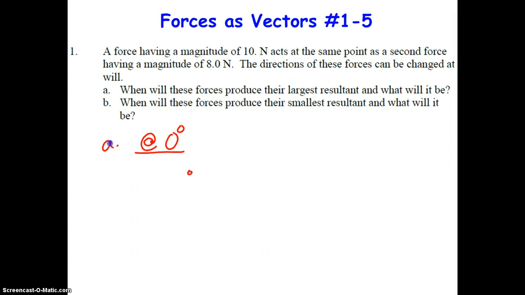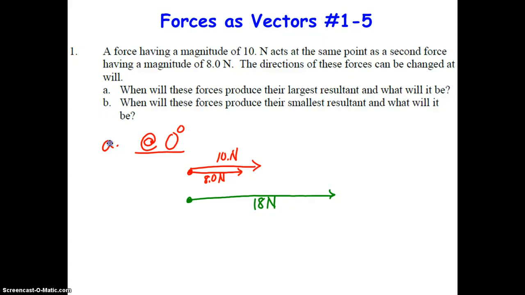So if this is the point on which the forces are acting, and we have one force of 10 newtons acting on that point, and we have a second force of 8 newtons acting on that point, then the resultant would of course be 18 newtons also acting on that point. That would be the largest resultant you could get from 10 and 8.